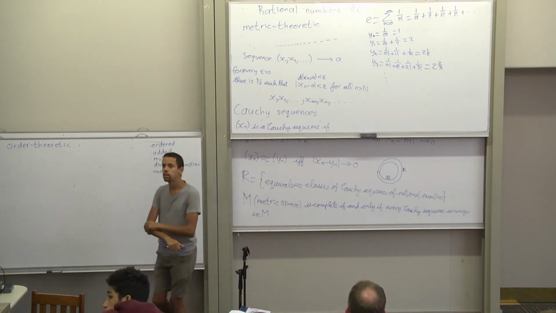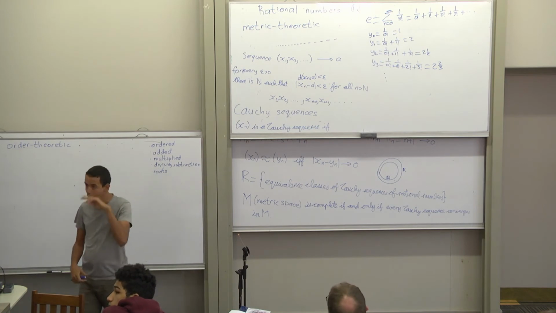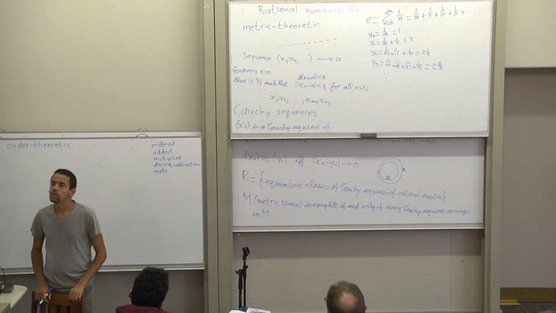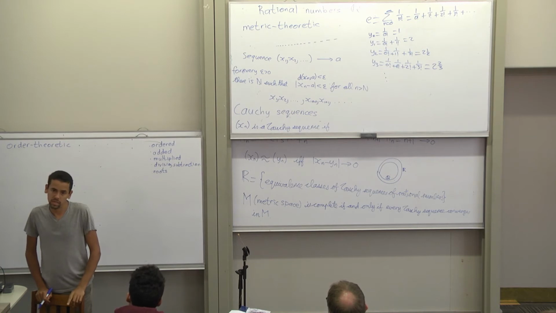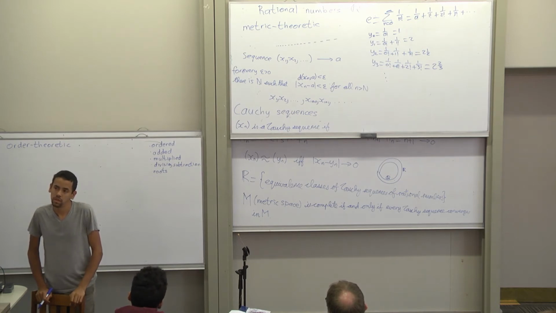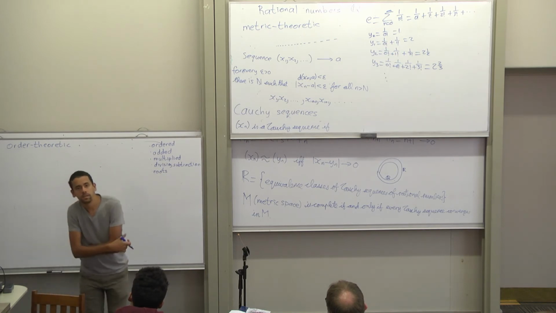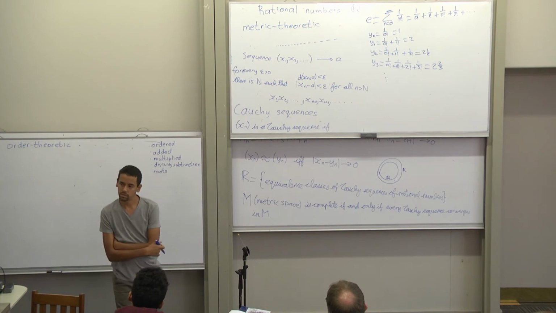Yeah? Do the integers classify as a metric space? Yes. But you can't do Cauchy sequences to complete them. Well, you can do Cauchy sequences, but every Cauchy sequence is eventually constant in the integers. So how would you complete the integers? So technically, the integers are complete as a metric space.